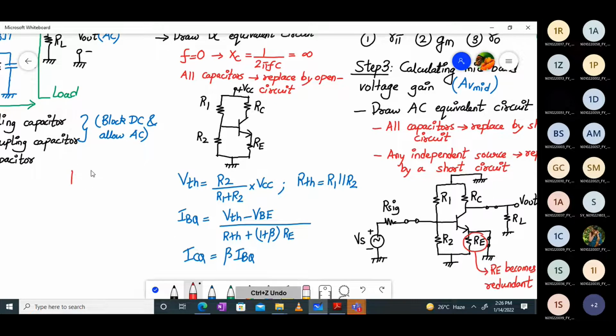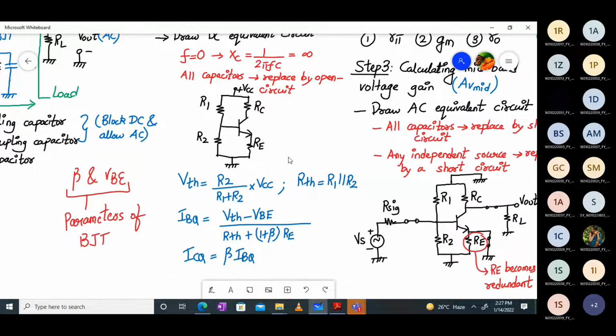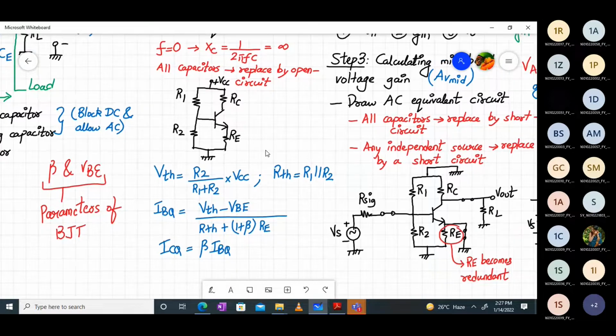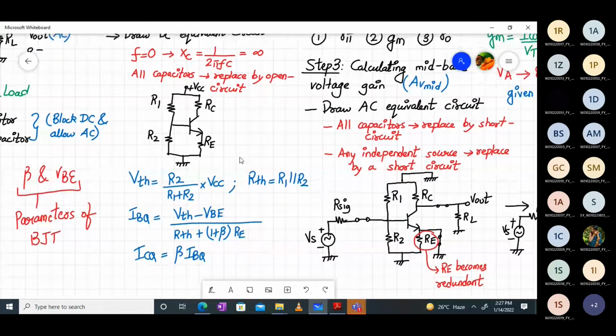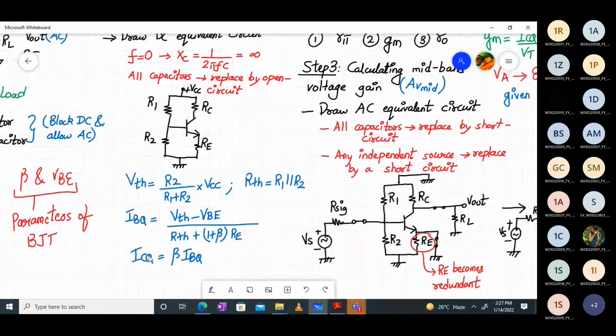beta and VBE are the parameters of BJT, which will be given to you in a numerical. Okay, so this beta and VBE will be given to you in the numerical. So using that, we can calculate IBQ, and then ICQ will be beta times IBQ.